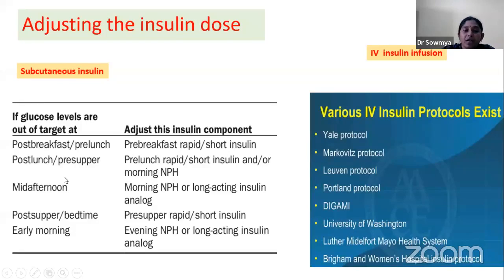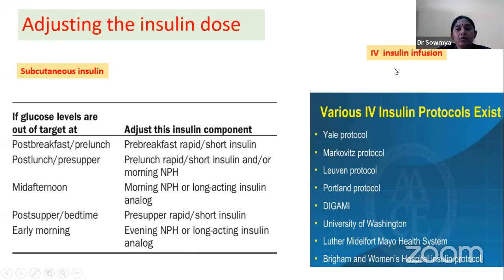If the mid-afternoon values are high, we have to adjust the morning intermediate or long-acting insulin analog. If the post-supper or bedtime glucose is very high, we have to adjust the pre-supper rapid or short-acting insulin. If the early morning, around 3 a.m., blood glucose is very high, we have to adjust the evening intermediate acting or long-acting insulin analog.